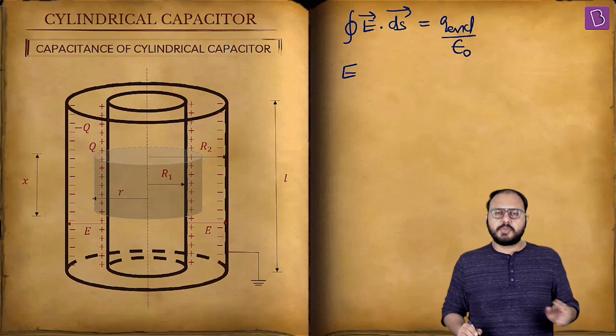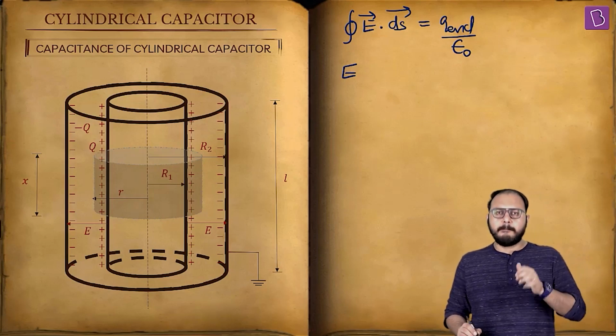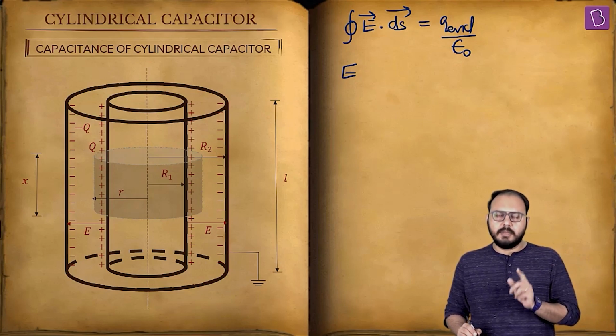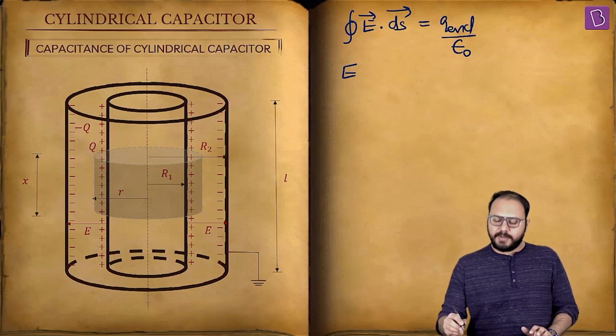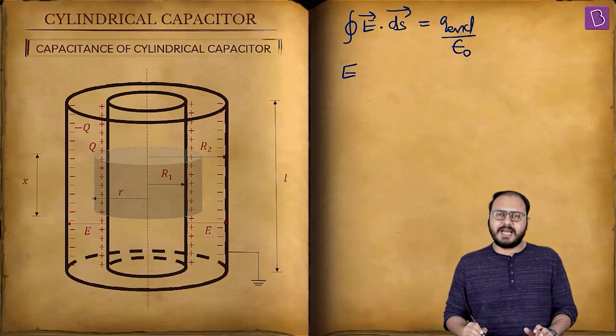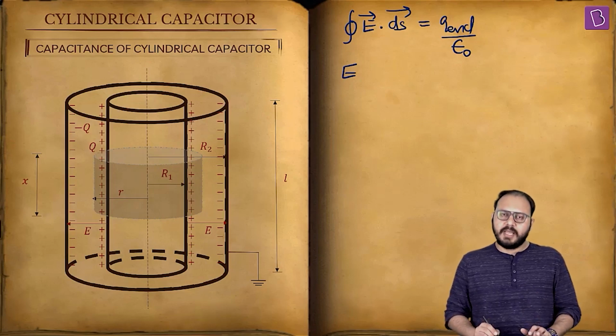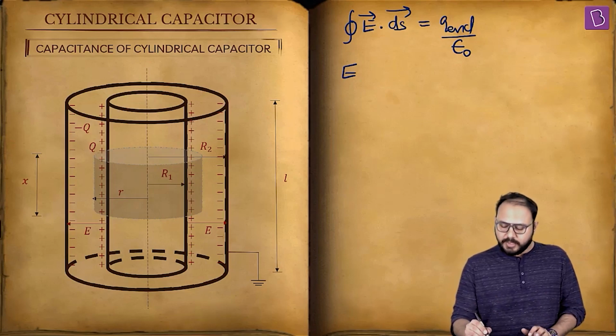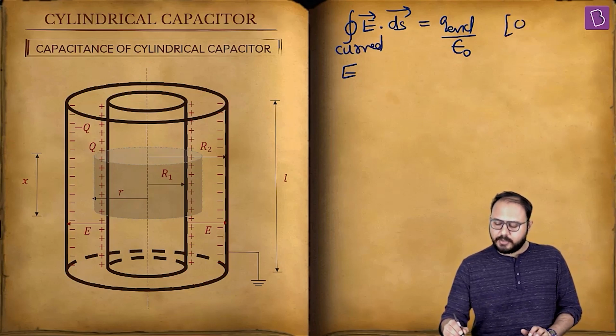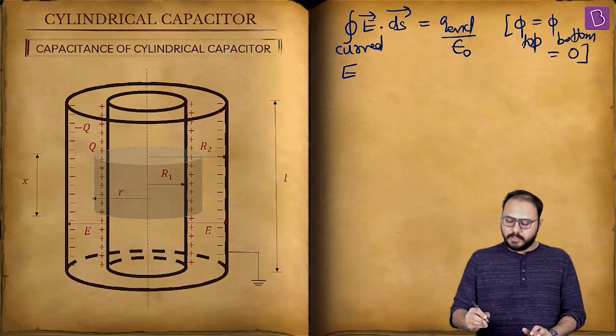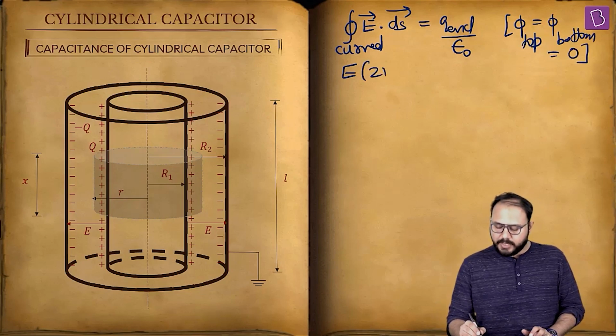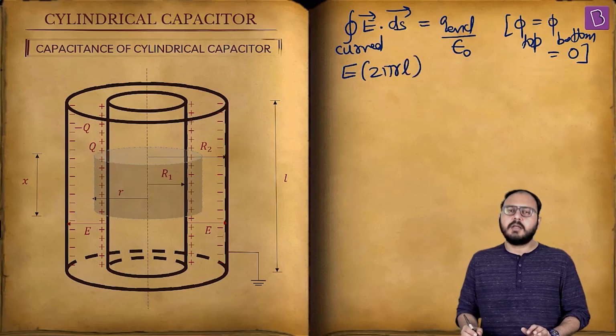Do you realize flux is through three surfaces? Top, bottom, curved. But phi top and phi bottom will be 0. Why is that? Because E is radially symmetric, coming out. Hence, what you have is only the curved surface. Is this clear or not? Phi top equal to phi bottom equal to 0. So E comes out and brings along just 2 pi r L, the curved surface area.